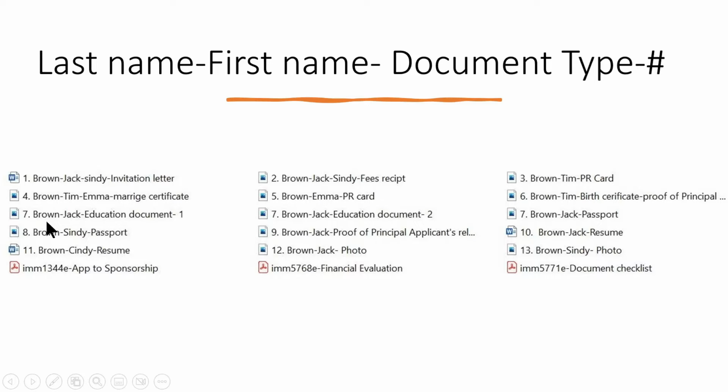Here I have an example about the number. So Brown is the last name, Jack is the first name, document type is education document, and number 1. Suppose you are uploading 2 documents for education, so here is education document number 2. So that's how you need to label the documents for this application.